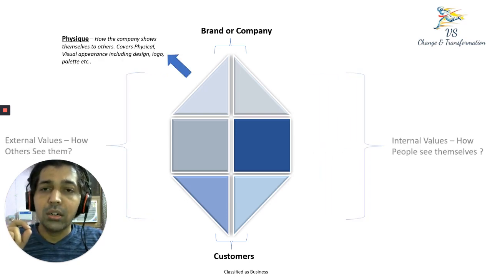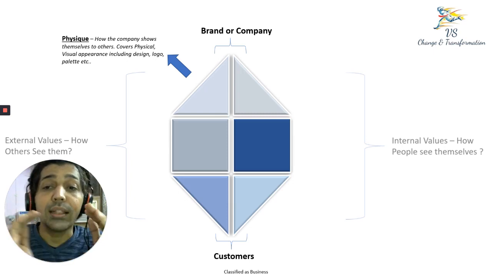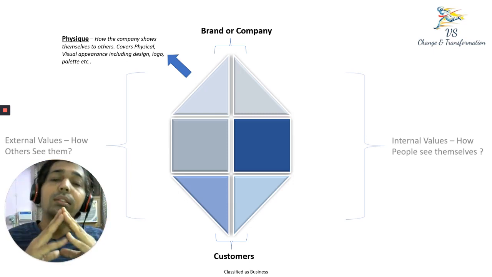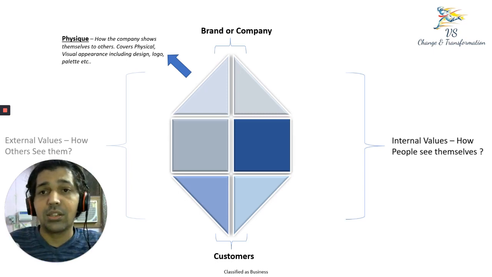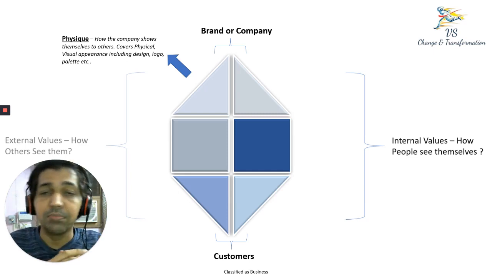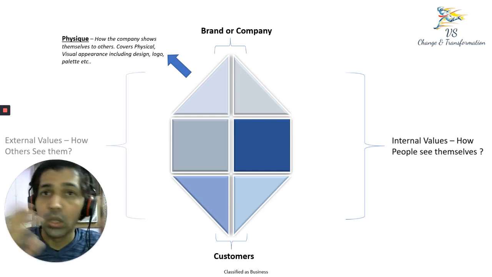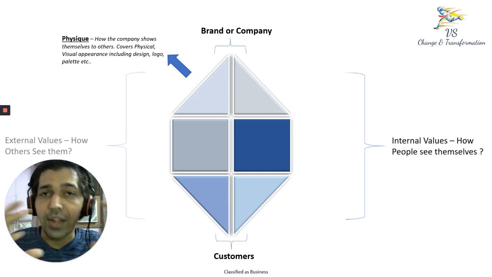The first one is called the Physique, and this is how the company shows themselves to others. This covers everything from how the product is, and how's the visual appearance, and this is where all your identity comes in, which is the palette, the logo, the color. So what represents it? Okay, so this is basically called the physique, the form factor, and all these things come here.